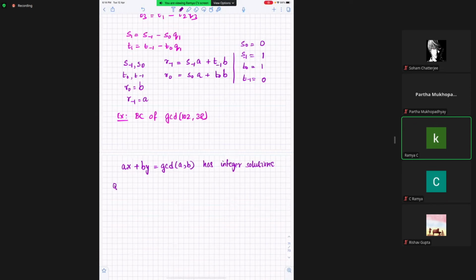Now the question is, what about linear equations of this form? When do these have integer solutions? Remember, we are interested only in integer solutions, and A and B are all integers. When the right hand side is the GCD, we know that a solution exists, and it can be obtained by the extended Euclid's procedure. What can you say about some D that's not the GCD?